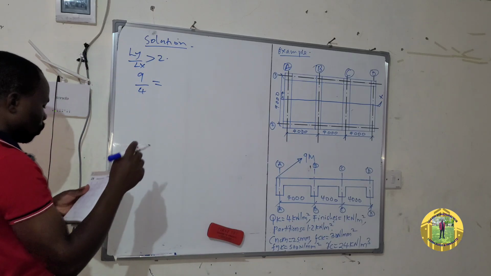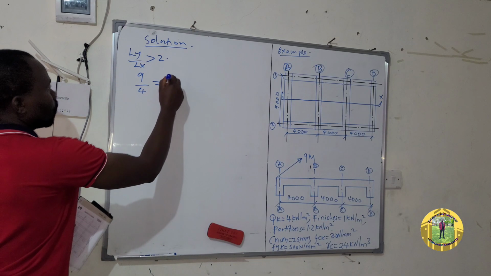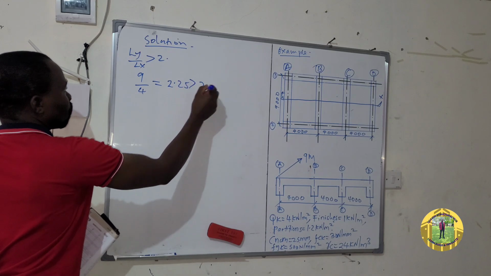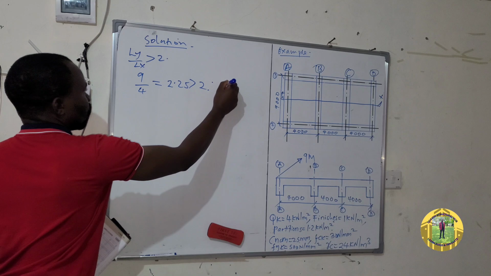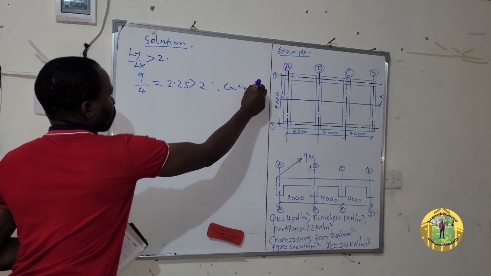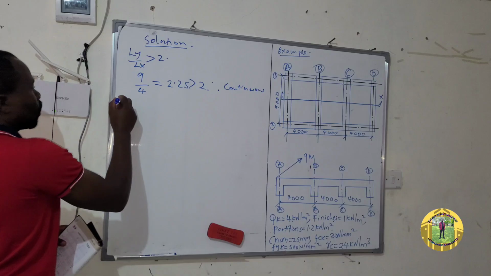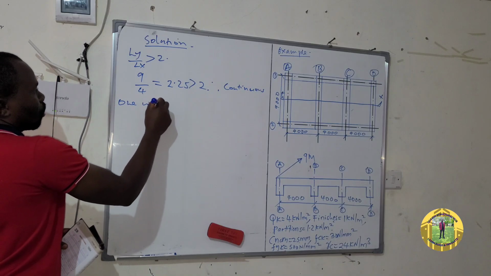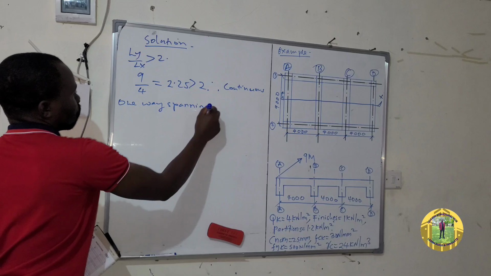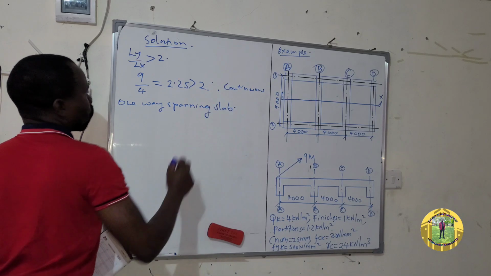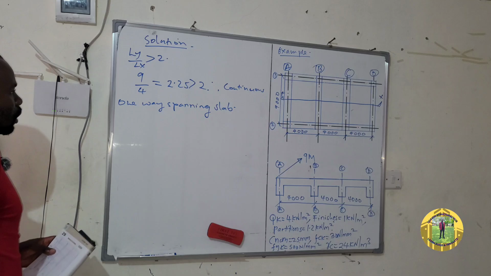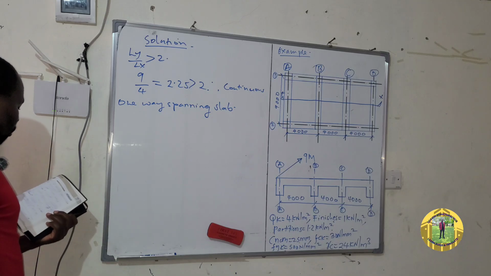So this one is equal to 2.25, which is greater than 2, and therefore a continuous one-way spanning slab. So we are going to design it as a one-way continuous spanning slab.